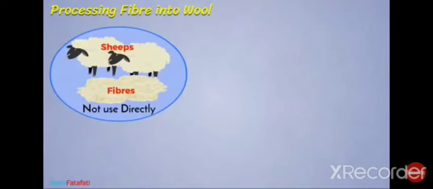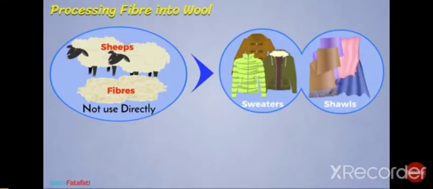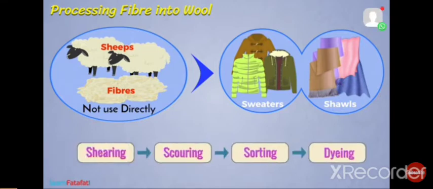During winter season, sheep are kept indoors and they feed on leaves, grain, and dry fodder. Fodder is the food given to the animals. Processing fiber into wool. The fibers cannot be directly obtained from sheep. It must be processed through different steps. The processing of fiber into wool includes steps such as shearing, scouring, sorting, and dyeing.